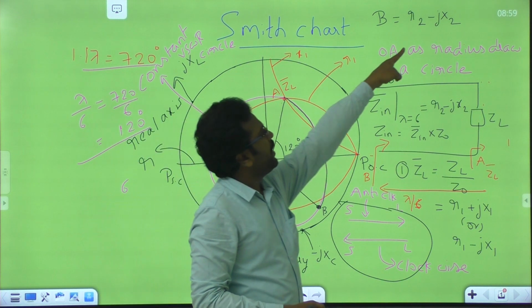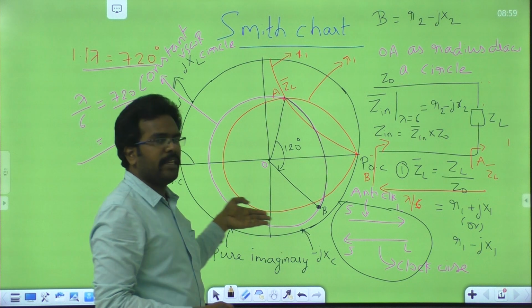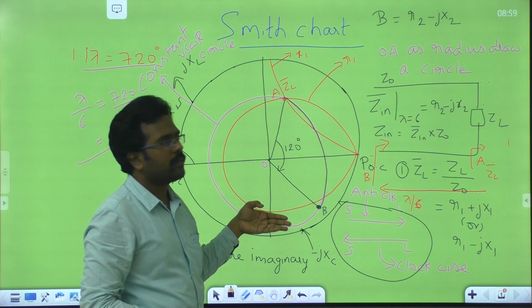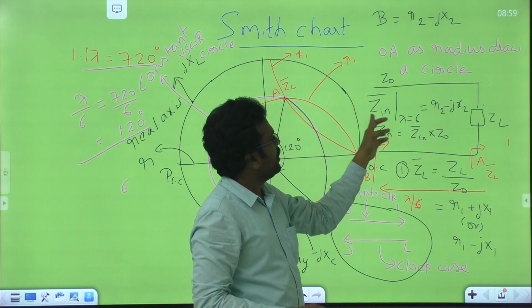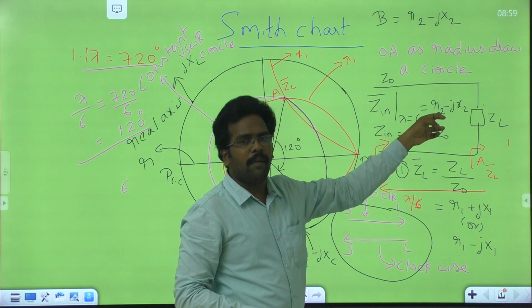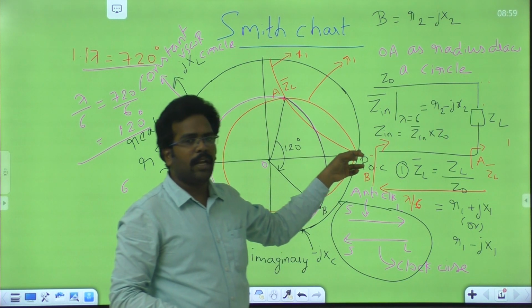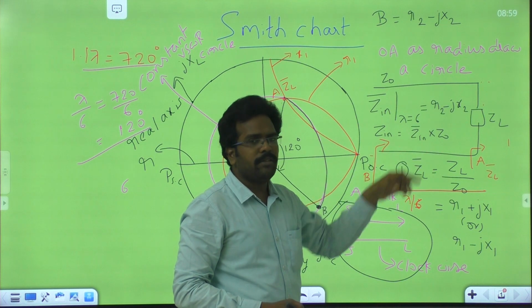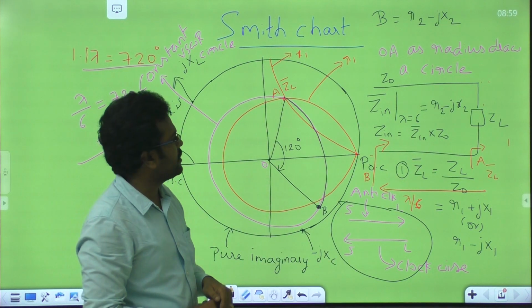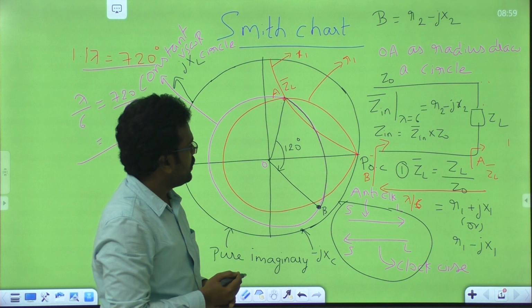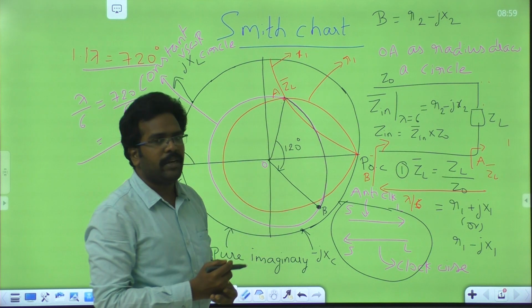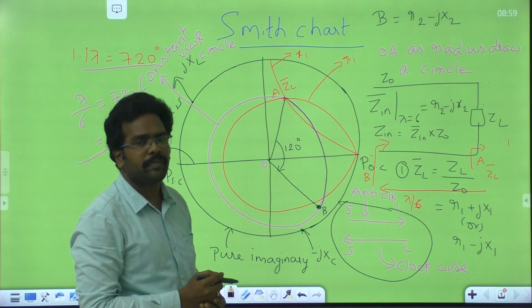Now we have to keep a minus sign here because the bottom hemisphere is capacitive reactance. Therefore this gives the normalized input impedance at lambda by 6. To find the absolute value, the normalized value into Z0 gives the absolute value. This is the procedure to find the input impedance at some distance.